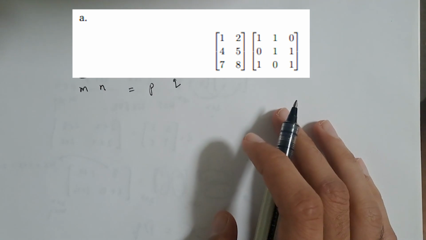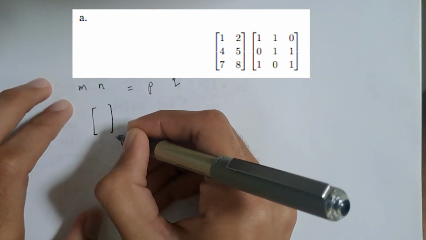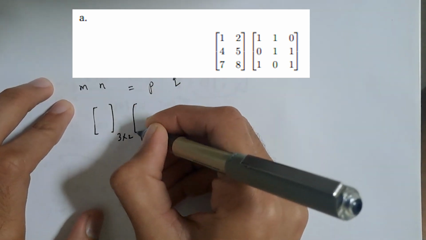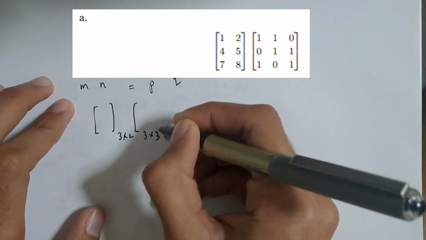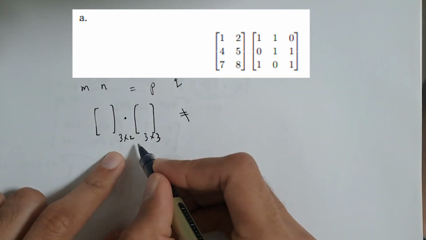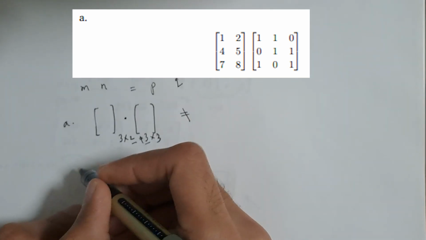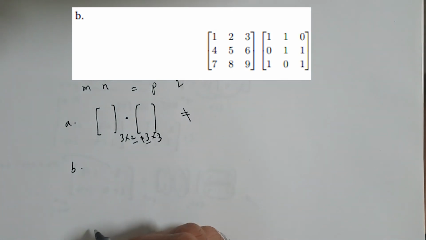Right, so let's look at the problems now. The first problem is of dimension 3 cross 2, and the next one is 3 cross 3. Can this be done? No. This cannot be done as 2 is not equal to 3. So part A just cannot be solved. Let's look at part B.